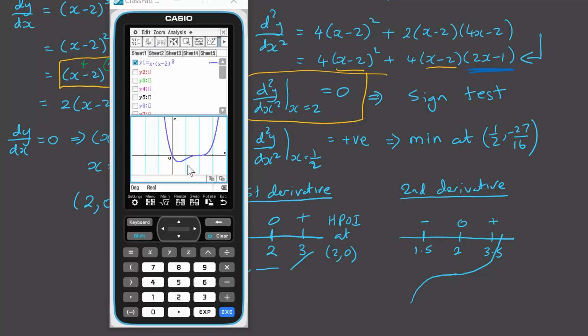And finally, I've got a picture of the curve here. And we can say Analysis, G-Solve. And our minimum here is at 0.5 or a half and negative 1.6875, which is our negative 27 over 16. And if we go for Analysis, G-Solve and inflection, it's found the point of inflection that's in between the two stationary values. And there's our inflection at (2, 0), our horizontal one.